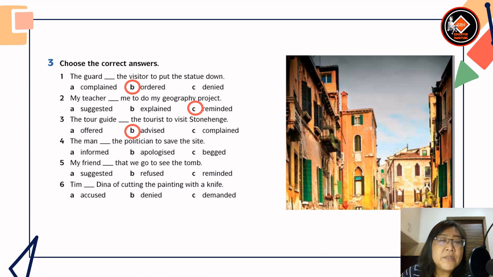The man blank the politician to save the site. Informed, apologized, begged. So answer is begged. My friend blank that we go to see the tomb. So suggested, refused, reminded. Answer is suggested. Team blank dinner of cutting the painting with a knife. Accused, denied, demanded. So answer is accused.